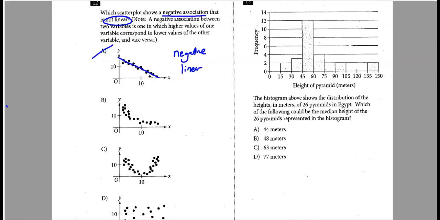Part B, this one is negative because it's trending down to the right. That's the negative part. And it looks like it's forming some sort of curve like this. So I believe this one is the negative nonlinear. This one is going in both directions. It's negative until we get to 10 and then it starts increasing. And this one down here, dots are everywhere, so this would be no correlation. So the correct answer for this one is B.